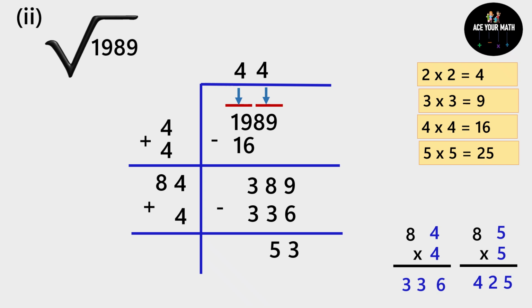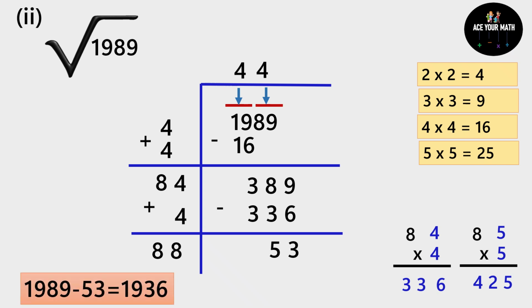So how to make it a perfect square? You will subtract the remainder from it. So when you subtract 53 from 1989, you get 1936. And what is the square root of 1936? That is 44, which you get at the top. Okay, so the perfect square is 1936. And which number did you subtract? You subtracted 53 from the given number to make it a perfect square.